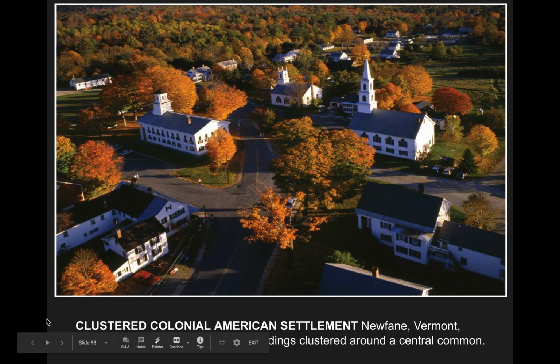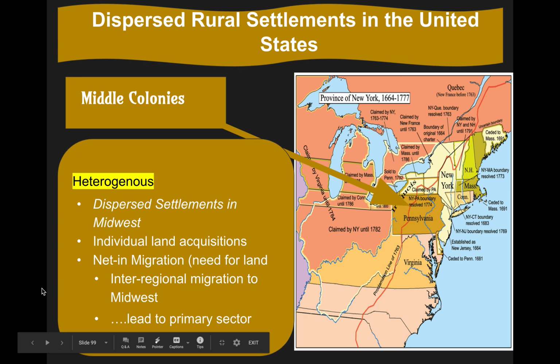And again, here shows you the landmarks that you would see in clustered settlements. Again, establishing the common culture, the New England way. Middle colonies is a more heterogeneous group of people. So they came from all parts of England to the middle colonies, or all parts of Europe, rather.